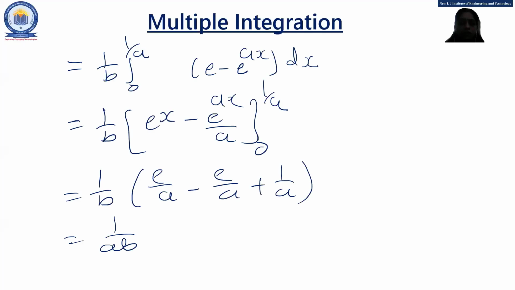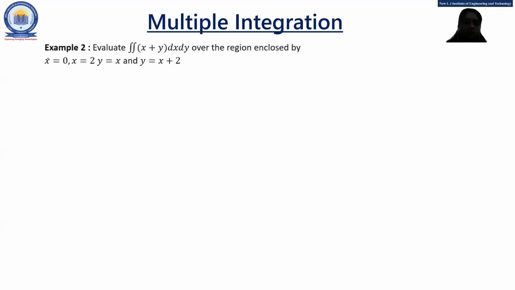That is, evaluate double integration of x plus y dx dy over the region enclosed by x equal to 0, x equal to 2, y equal to x, and y equal to x plus 2. Okay, so for that, again we start with the help of the graph first.